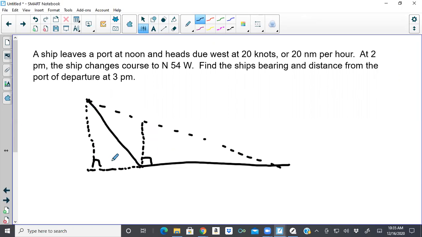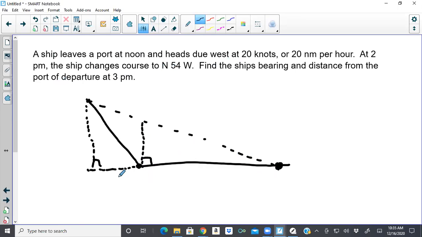All right. And then it also tells you what's going on in the question. So the ship is starting right here. And then it tells you that the ship leaves the port and heads due west at 20 knots, or 20 nautical miles per hour. So it tells you it's heading this way at 20 nautical miles an hour. At 2 p.m., the ship changes course. So right here, the ship is changing its course.